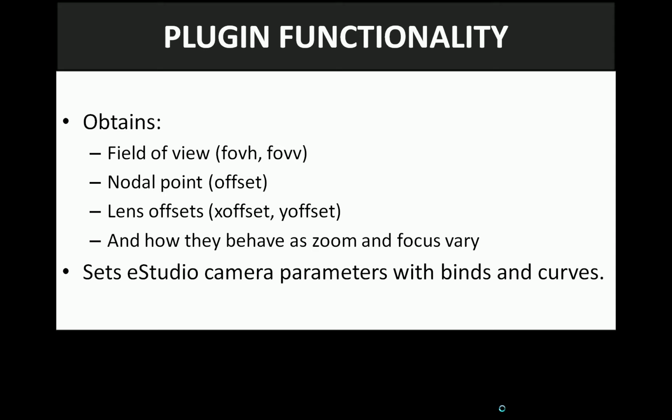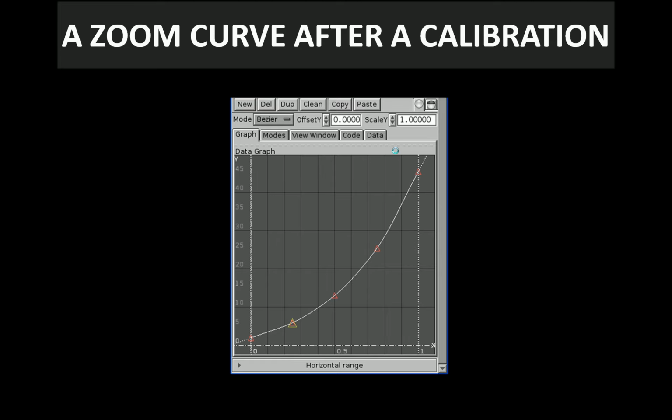After we get a calibration for all the pairs of zoom and focus, we calculate some curves and we bind the zoom and focus values to the camera parameters. This is one of the zoom curves that we get after a calibration.